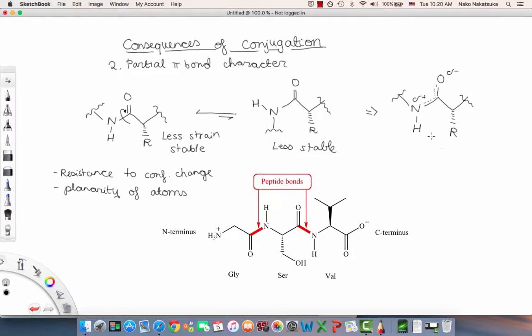And the resonance hybrid for the amide bond is shown right here. And this is extremely important for protein function, and so the barrier to rotation and planarity is critical when we talk about proteins. If you look at this example with glycine, serine, and valine as 3 amino acids making this peptide, you can see that the peptide bonds are in this particular conformation where the C double bond O is facing up and then the NH is facing down as shown right here.